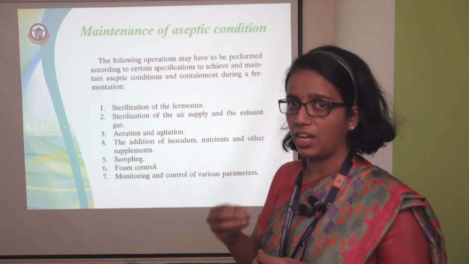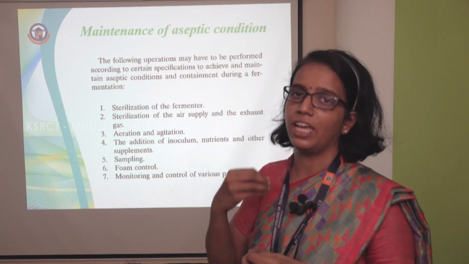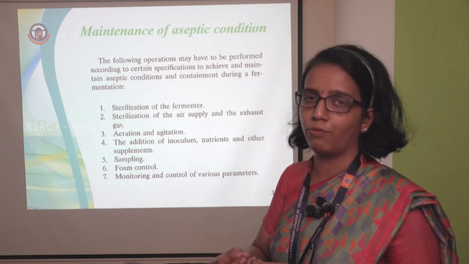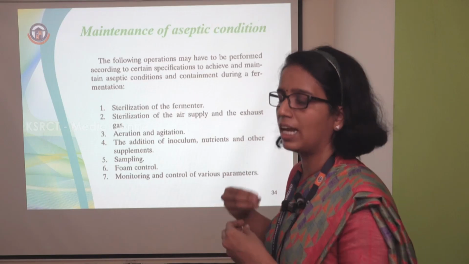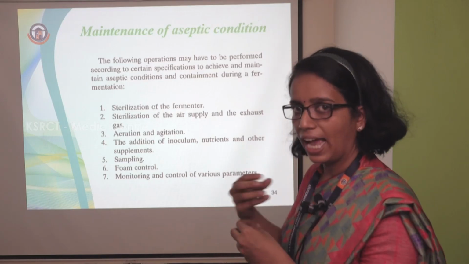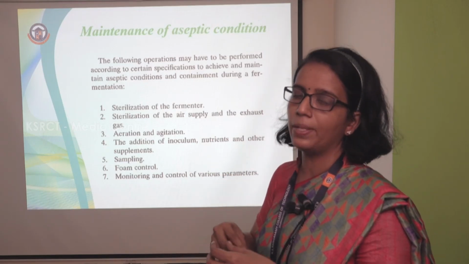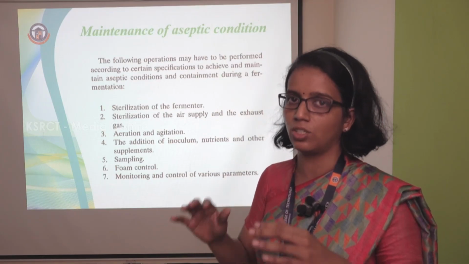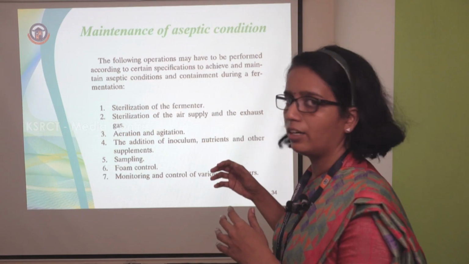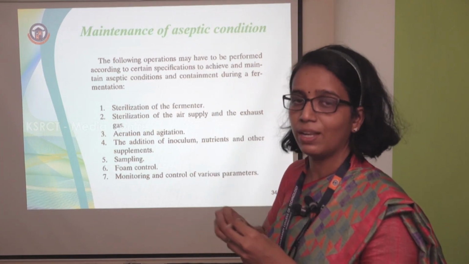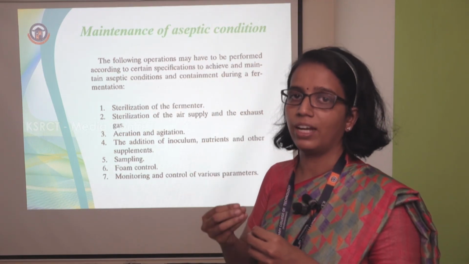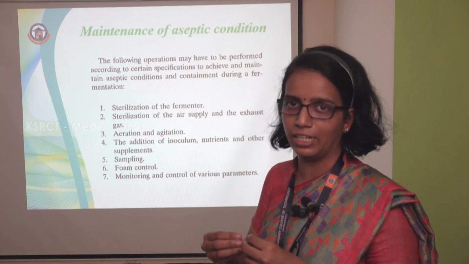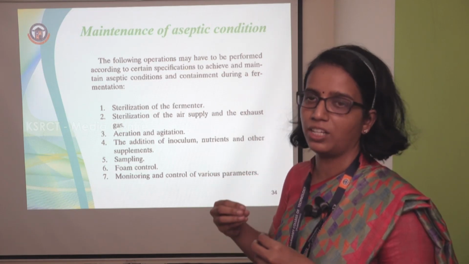And during agitation and aeration, if we are fixing any agitator inside, then that should also be sterilized before the fermenter starts its operation. Followed by that, when we add or take any samples, that should be performed in such a way that it doesn't affect the aseptic conditions of the fermenter liquid. And during sampling, as I said earlier, foam also plays a vital role. If the foam is not controlled, then there is a chance of contamination during the fermentation process.